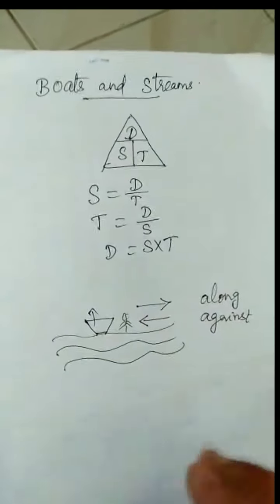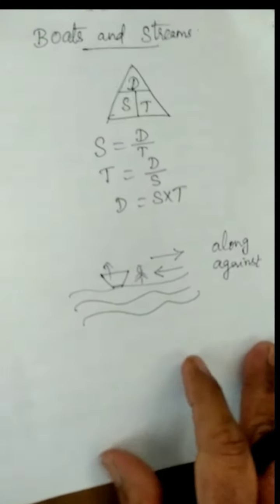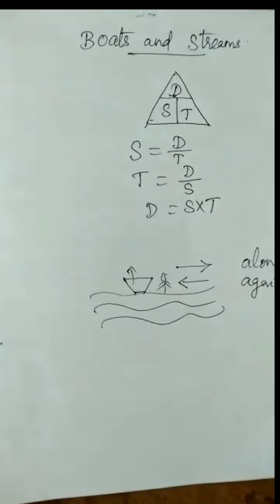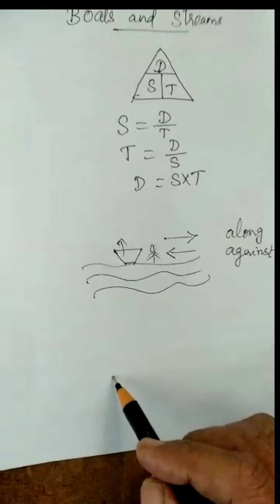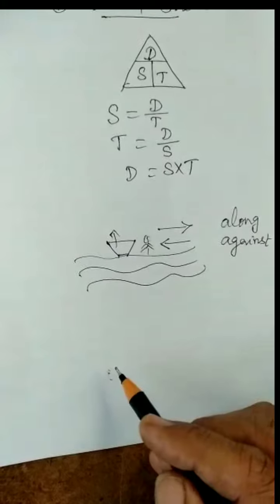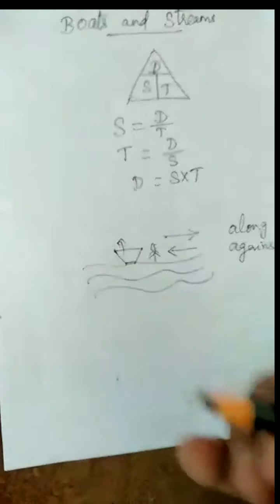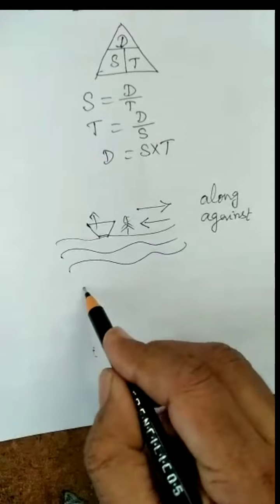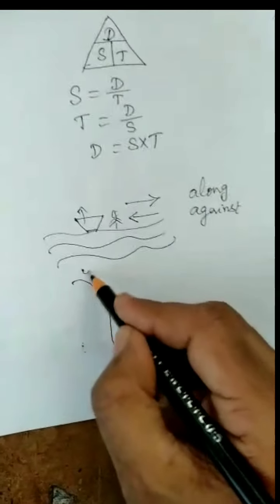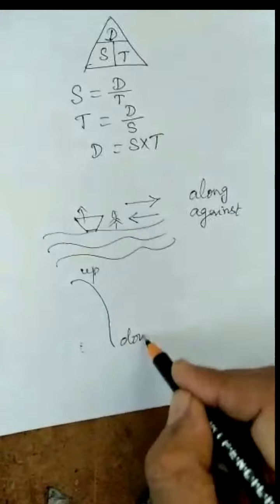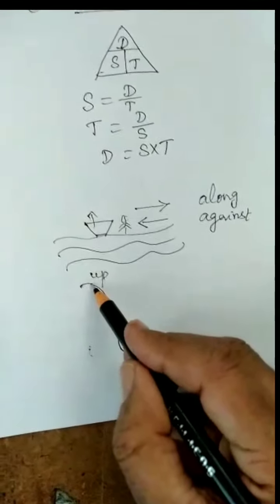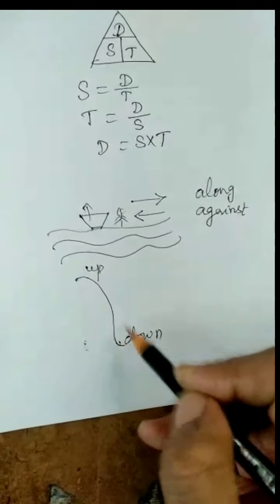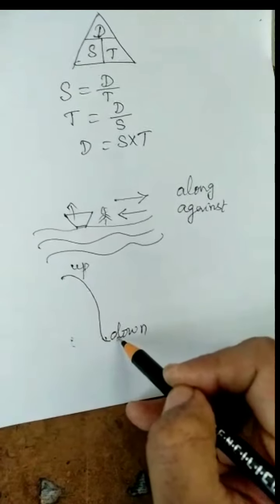So, boats and streams. This we can easily see, and we can understand the terms. Instead of drawing a river like this, we can take the condition of the water here. As you know, when the water flows from up to down, from up it takes a little time, but when it comes down it comes with full speed.